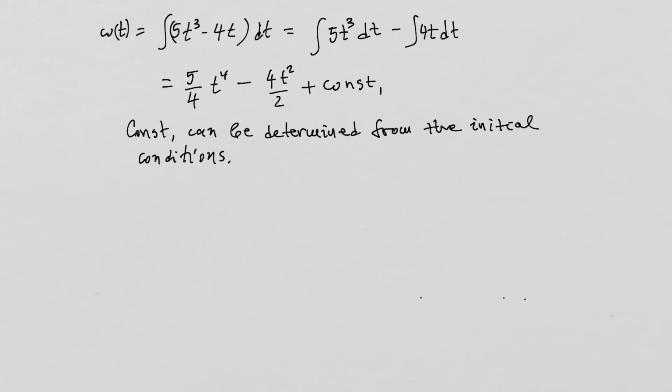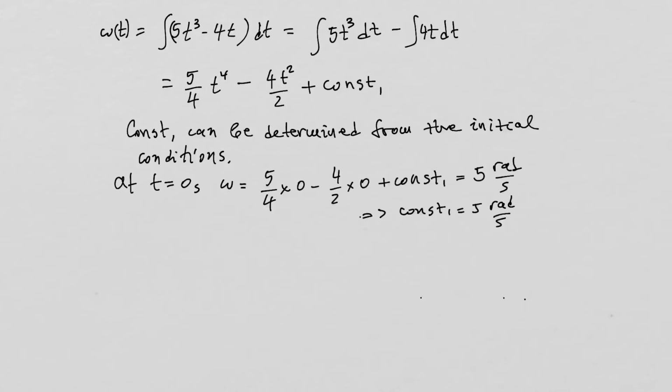The constant can be determined from the initial conditions of the problem. If I replace the value for the time t with 0 seconds, I get for the angular velocity that constant 1 is equal to 5 radians per second. And so putting everything together gives us an expression for the angular velocity as a function of time, and that is 5/4 t to the fourth power minus 2 times t to the second power plus 5, and the units would be radians per second.